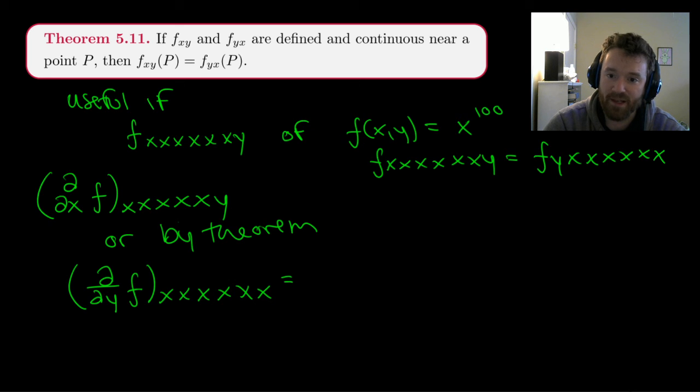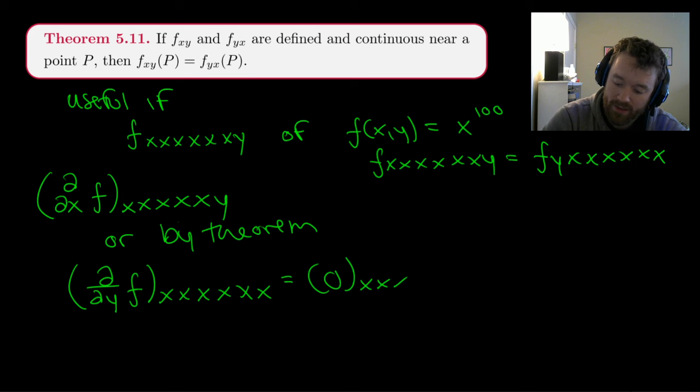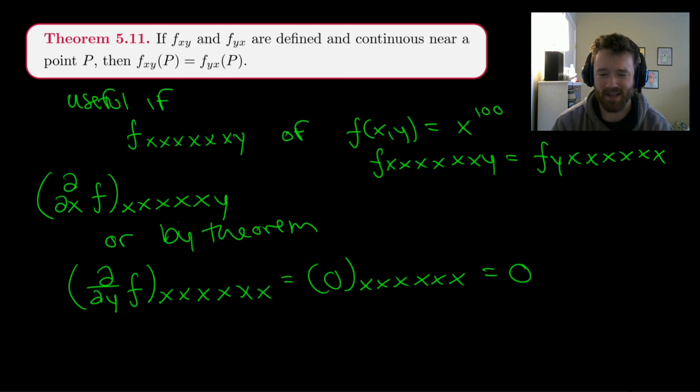And the reason this is useful here is because what is the partial with respect to y of f? If f is just x to the 100, that's 0. So 0 and then 6 derivatives with respect to x, this is just 0. And so maybe, I mean, this is a convoluted kind of contrived example, but it may be that you're looking at a function that is very difficult to take a derivative of with respect to x first, but if you take a derivative of it with respect to y first, then the function becomes much simpler. And so this is something that we definitely can use.